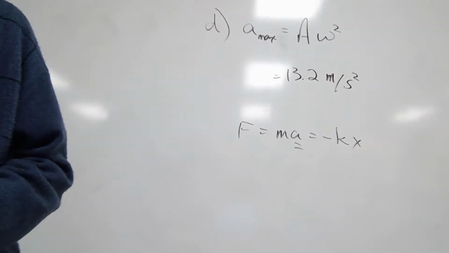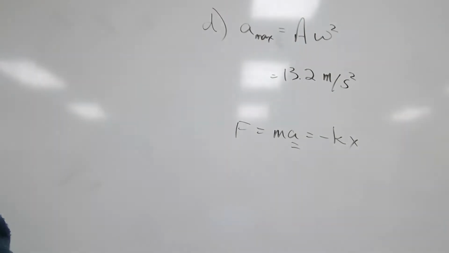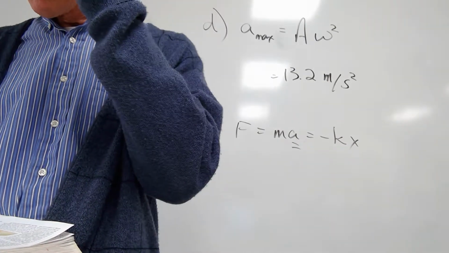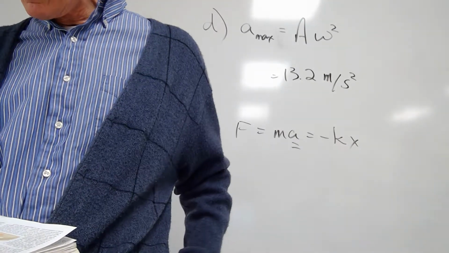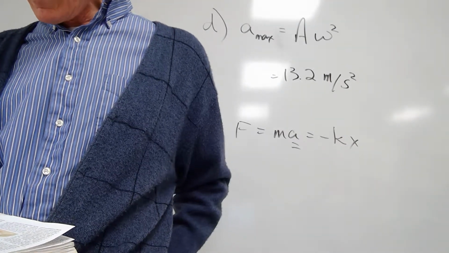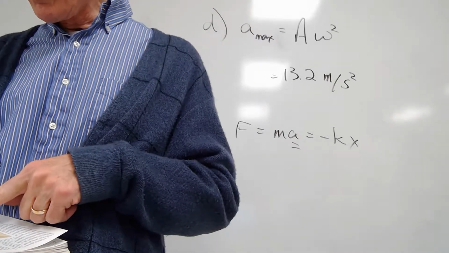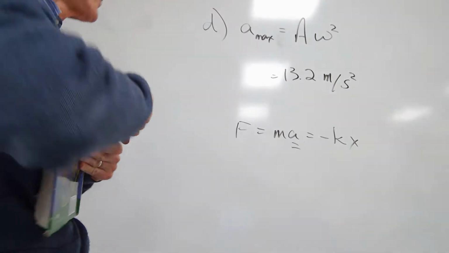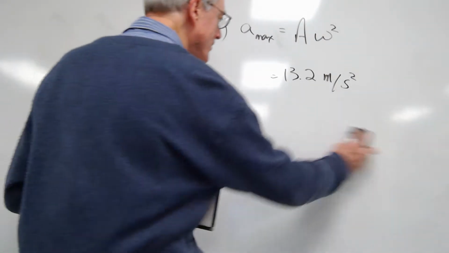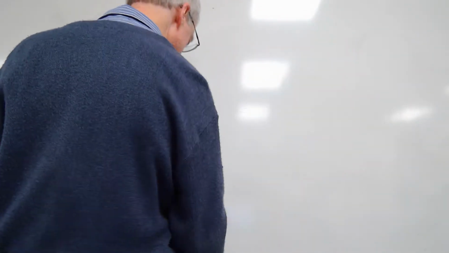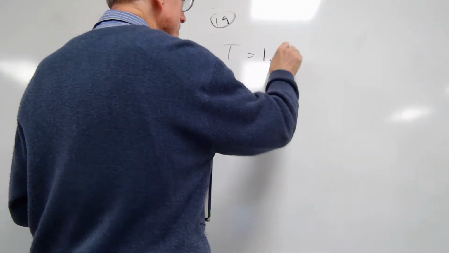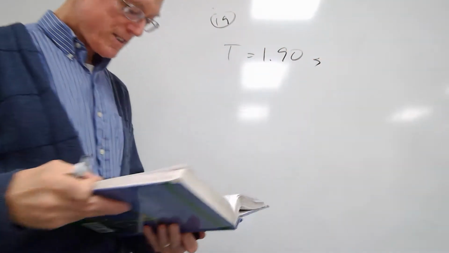So let's go to number 19. A person bounces up and down on a trampoline while always staying in contact with it. That's simple harmonic motion. And it tells you that it takes 1.9 seconds to complete one cycle. One cycle in 1.9 seconds. That's the period. I'll write that up here. This is number 19, and the period is 1.9 seconds.